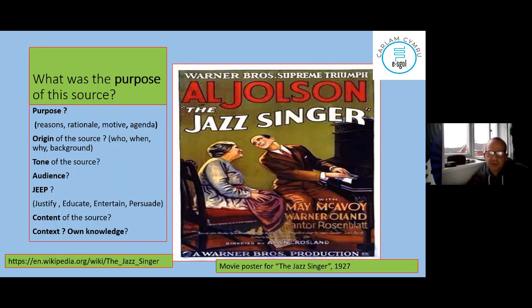And look at the annotation. It's a movie poster for The Jazz Singer, 1927. There's probably two or three clues already why it's made. Perhaps it's to sell the movie, it's to promote, to encourage people to part with money to see the film. Maybe it's there to showcase jazz as a social movement.